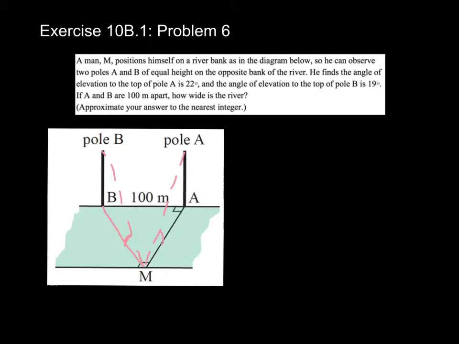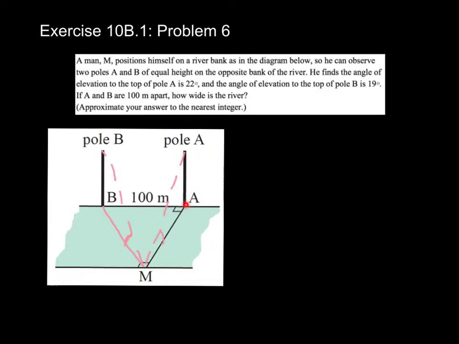And I also have a third right triangle, which is flat on top of the river. And that goes from point M to A, from A to B, and from B to M. And the right angle in that triangle is at A. So it's really useful to draw those 3 triangles.